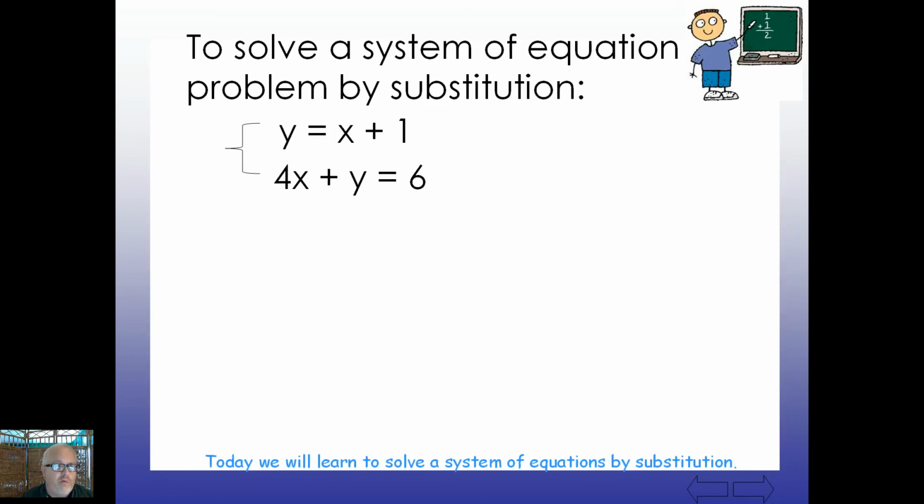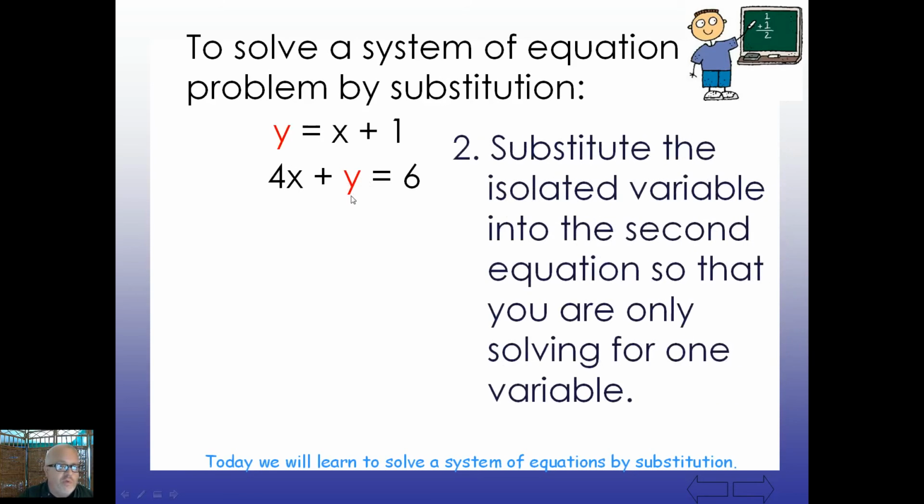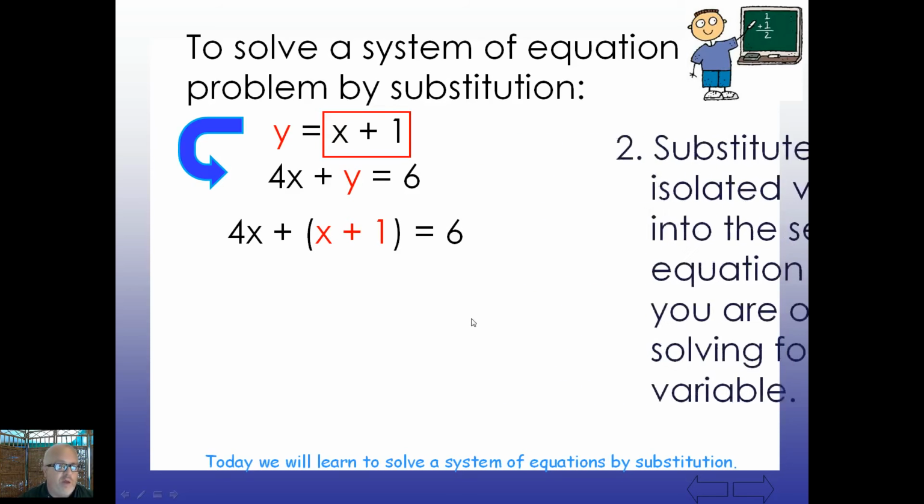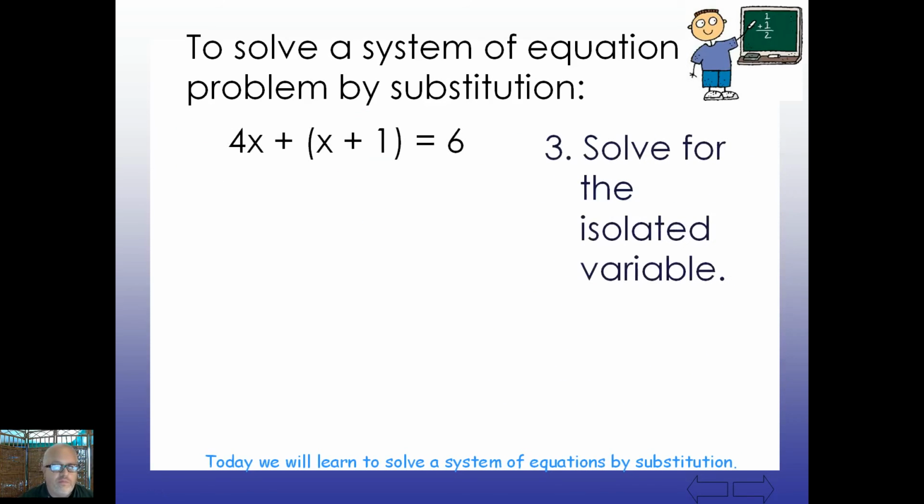Take that value here, and do you see a y in the second equation? So let's go ahead, this y equals this, so this y should equal the same thing, correct? So we're going to replace or substitute the isolated variable into the second equation. So this thing will go right there for this y right here. So here, 4x plus, instead of y, I'm going to plug in x plus 1 equals 6. And now notice I've gone from having two different variables just to one variable. Combine like terms and solve for the isolated variable.